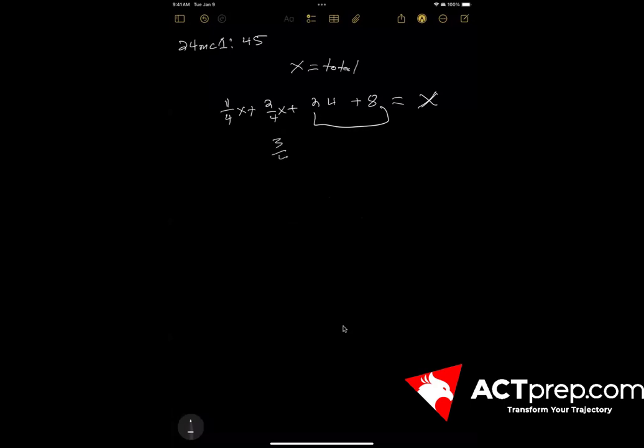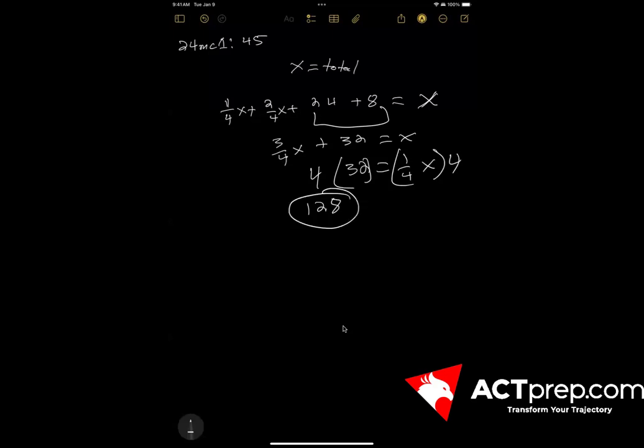So we have 3/4 x plus 32 is equal to x. And then we'll just subtract the 3/4 x, which is going to be 32 is equal to 1/4 x. And then we just solve for x, which we would just multiply both sides by 4 to get rid of that 1/4, which is 128. So whichever way makes more sense to you, gets you to the same place. Answer E.